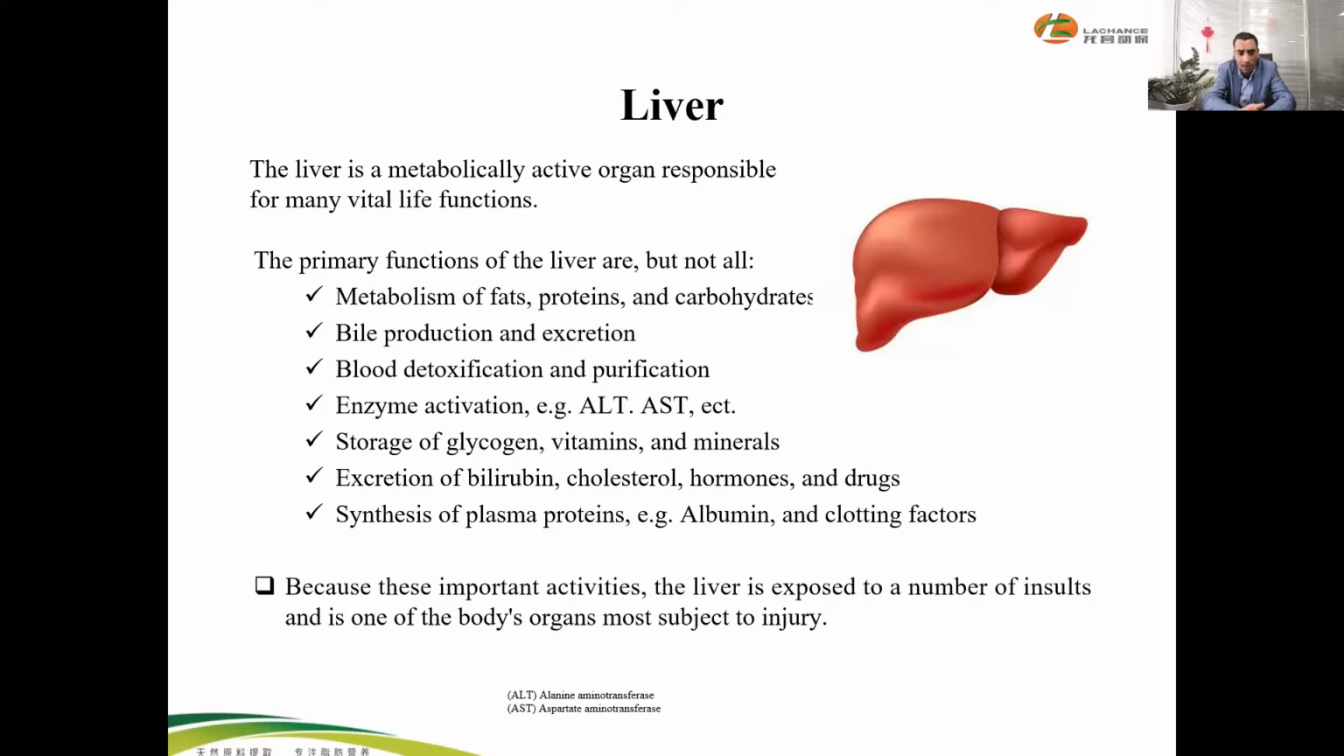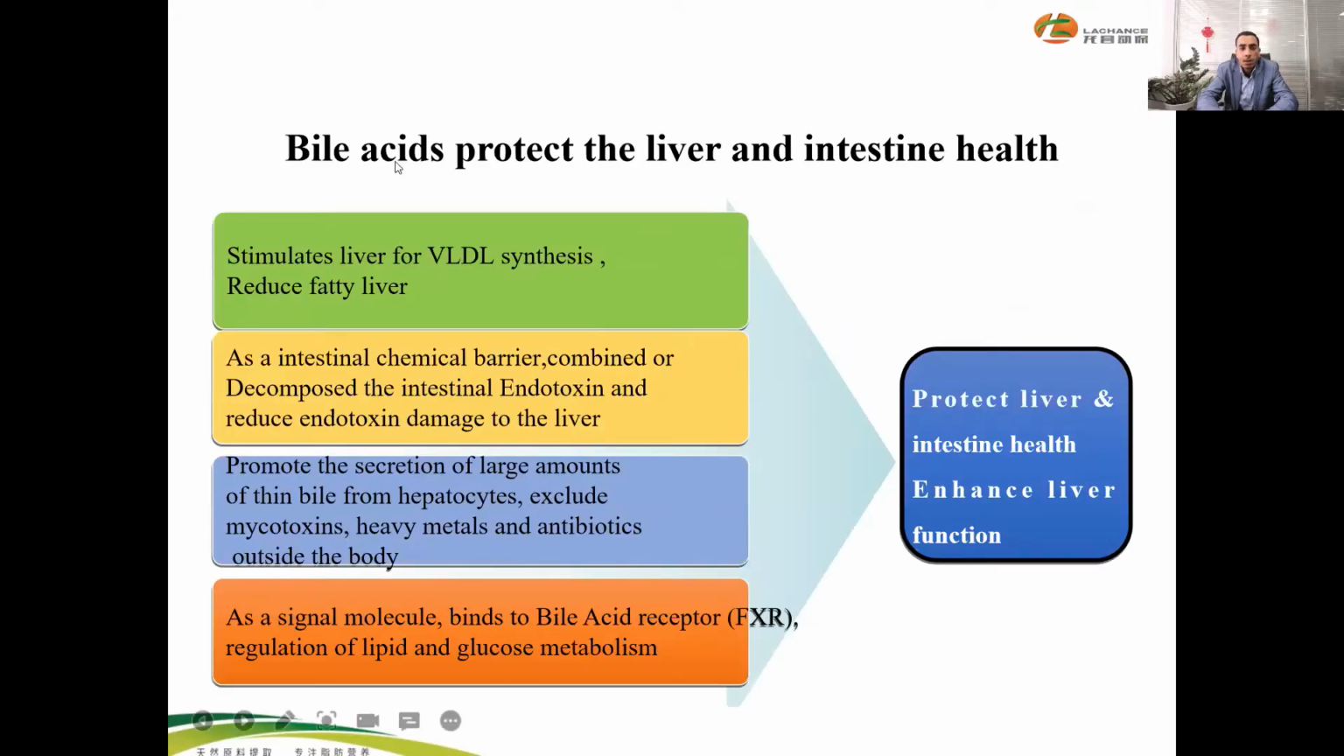And for the last one, it participates in synthesis of plasma protein like albumin, which makes the clot if any hemorrhage occurs. So as we see here, there are many functions and a lot of work that the liver does. That means it is more susceptible to injury and to being burdened. If we come to bile acid, how can bile acid protect the liver and enhance the small intestine?